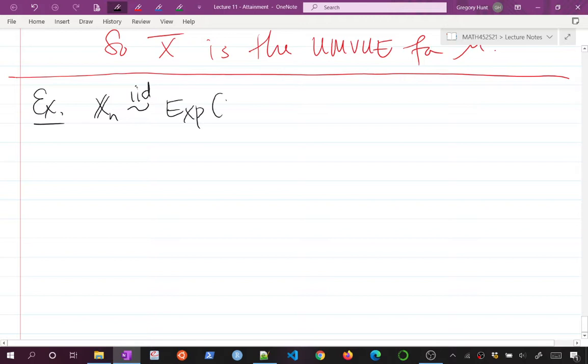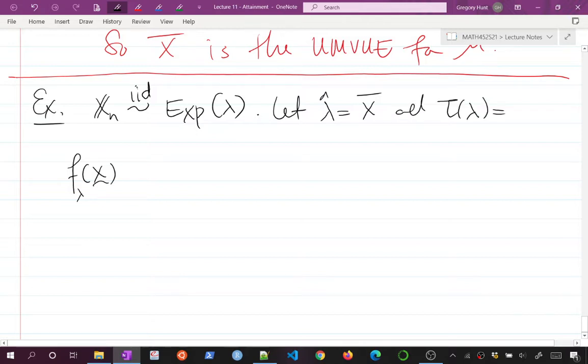From an exponential distribution with some rate parameter lambda. In this case, let me actually write out. What was my UMBUE? What do we want to call it? Lambda hat be x bar and tau of lambda be 1 over lambda, right?